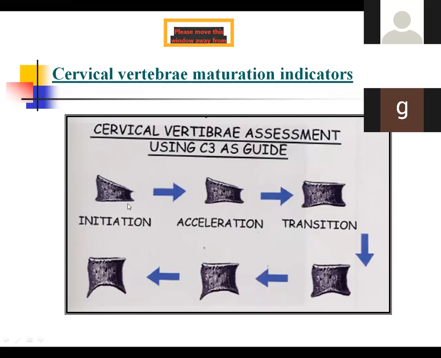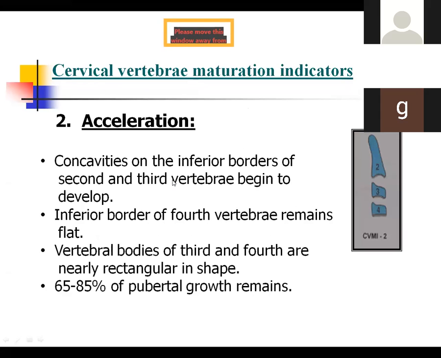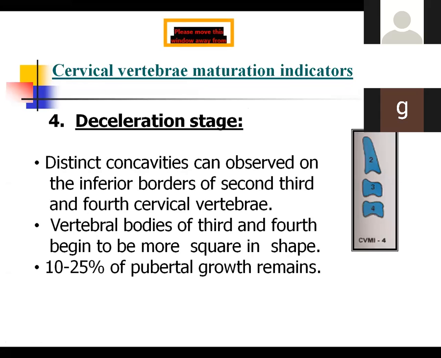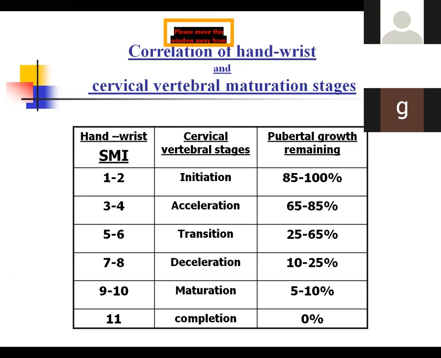In the similar photographs, wedge-shaped vertebra, increase in anterior height, rectangular, squarish with increased concavity, increased square with increased concavity, and vertical rectangle with increased concavity. These are the same stages that I explained.